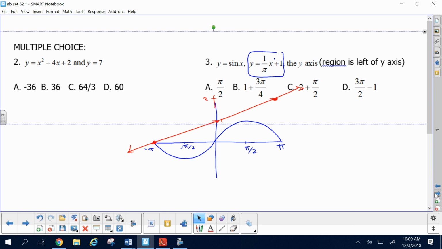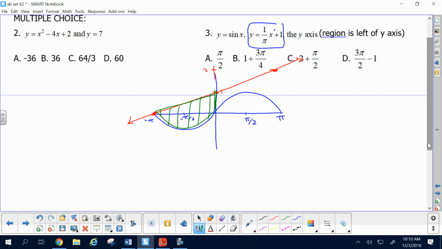They say the region enclosed by those 2 curves and the y-axis. On the right-hand side, this is not bounded, so that would be an infinite area, which we don't do until Calc 2. I'm talking about the region left of the y-axis, using the y-axis and the 2 curves. I'm talking about that area. Now that we have the area clearly defined, you'll have a better chance of success.